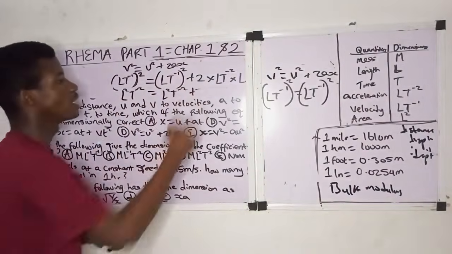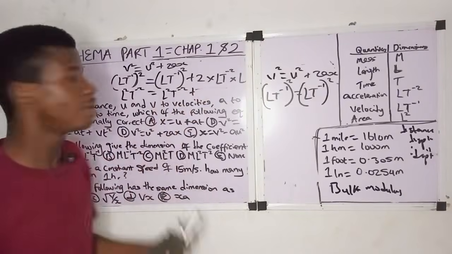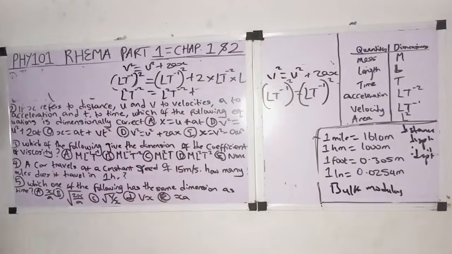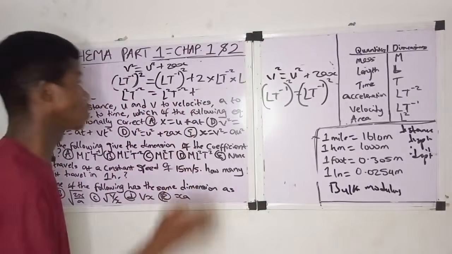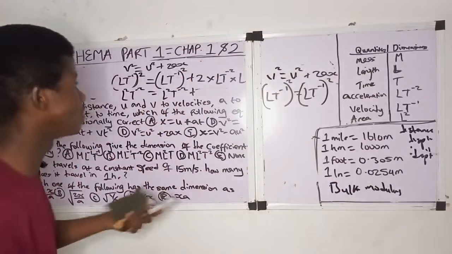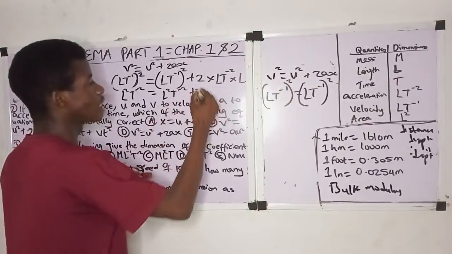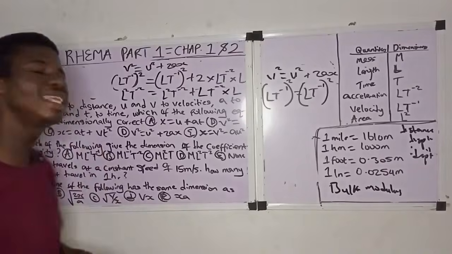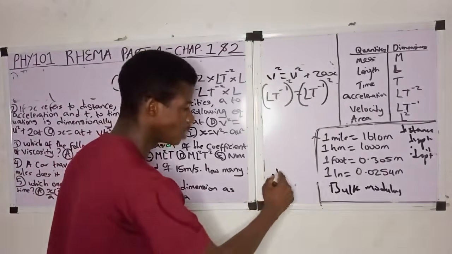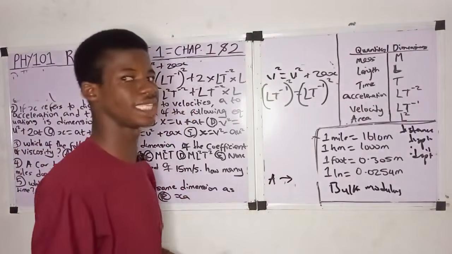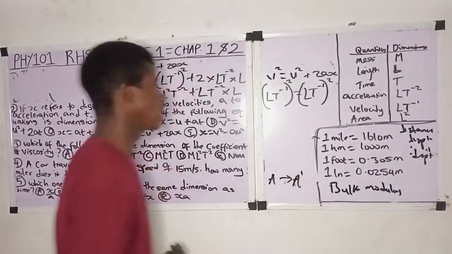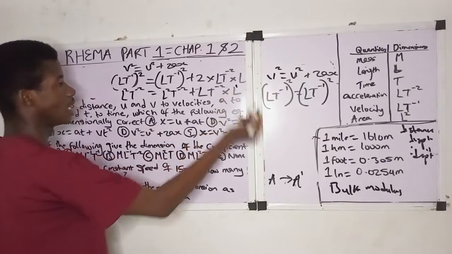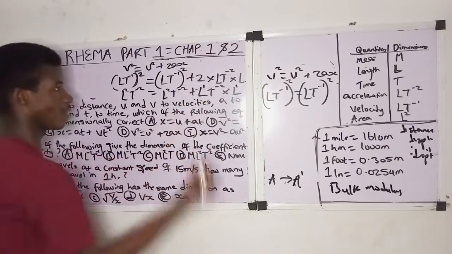Then plus, now you see 2 here, right? Remember, guys, values don't take dimension, so we can neglect it. Neglect 2, values don't have dimension. Let's continue. We are now left with something like this: LT raised to power minus 2, then times L. Remember, I told you guys that when a letter is standing alone, it means that letter is raised to power 1. So L is standing alone, which means L is power 1.